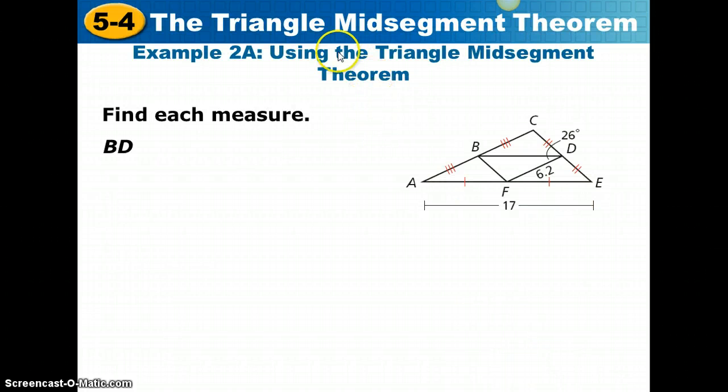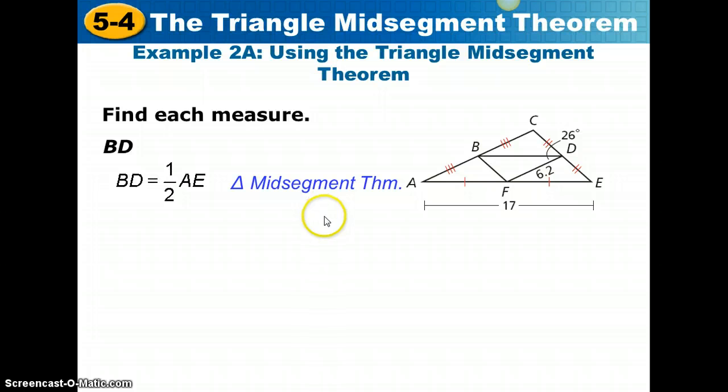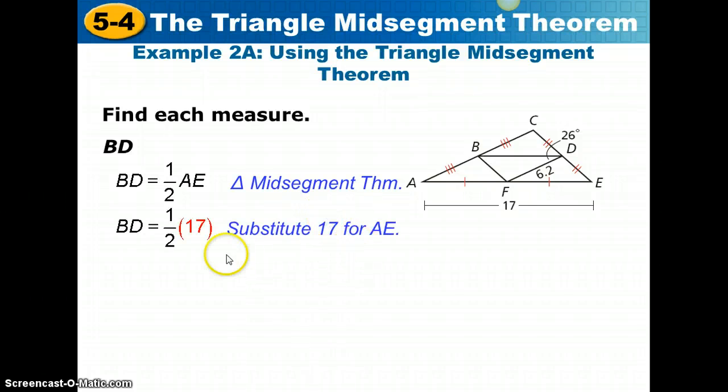So let's take a look at example 2a. Let's find the measure of BD. B is a midpoint of AC, D is a midpoint of CE, so BD is a midsegment. That means it is parallel to this side AE, and it's also half the length of AE. Well, AE is 17, so BD is half of that, half of 17, which is 8.5.